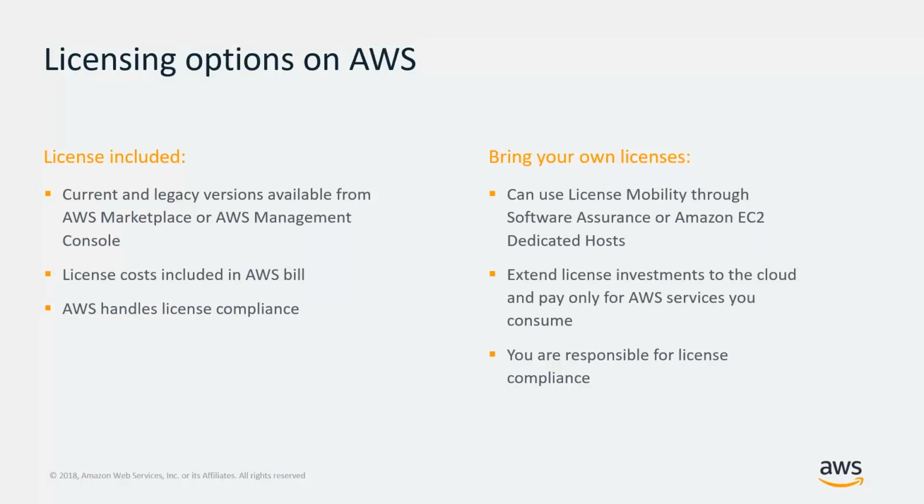Or you can bring your own license, whether you do it through license mobility, through software assurance, or as part of your EAs, or you can use dedicated hosts for your specific licensing needs. Like I said, you can extend this investment to the cloud and only pay for AWS services and not pay for the licenses you consume. And remember, if you do bring your own licenses and use things like dedicated hosts, you are responsible for that license compliance. That differs between the two.